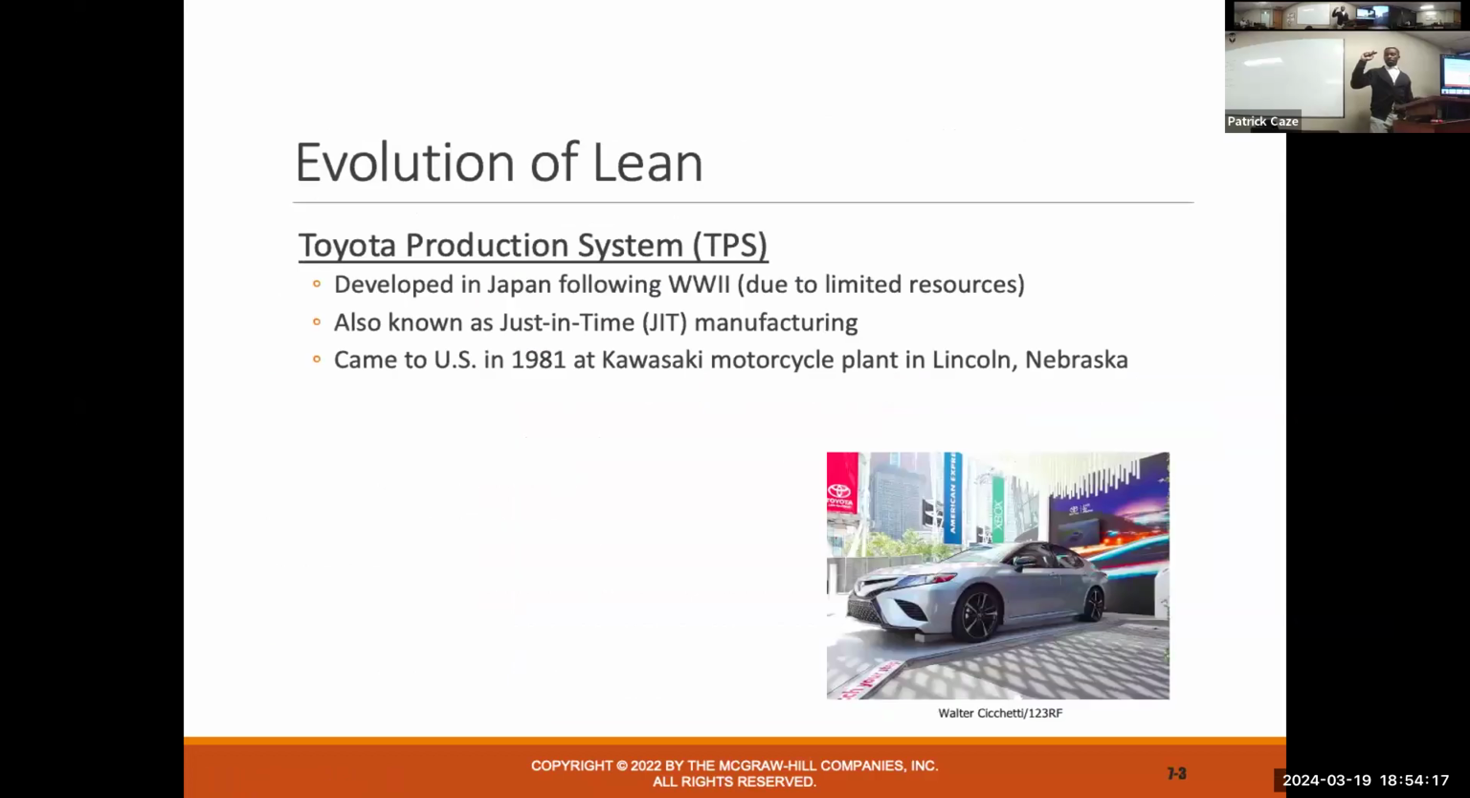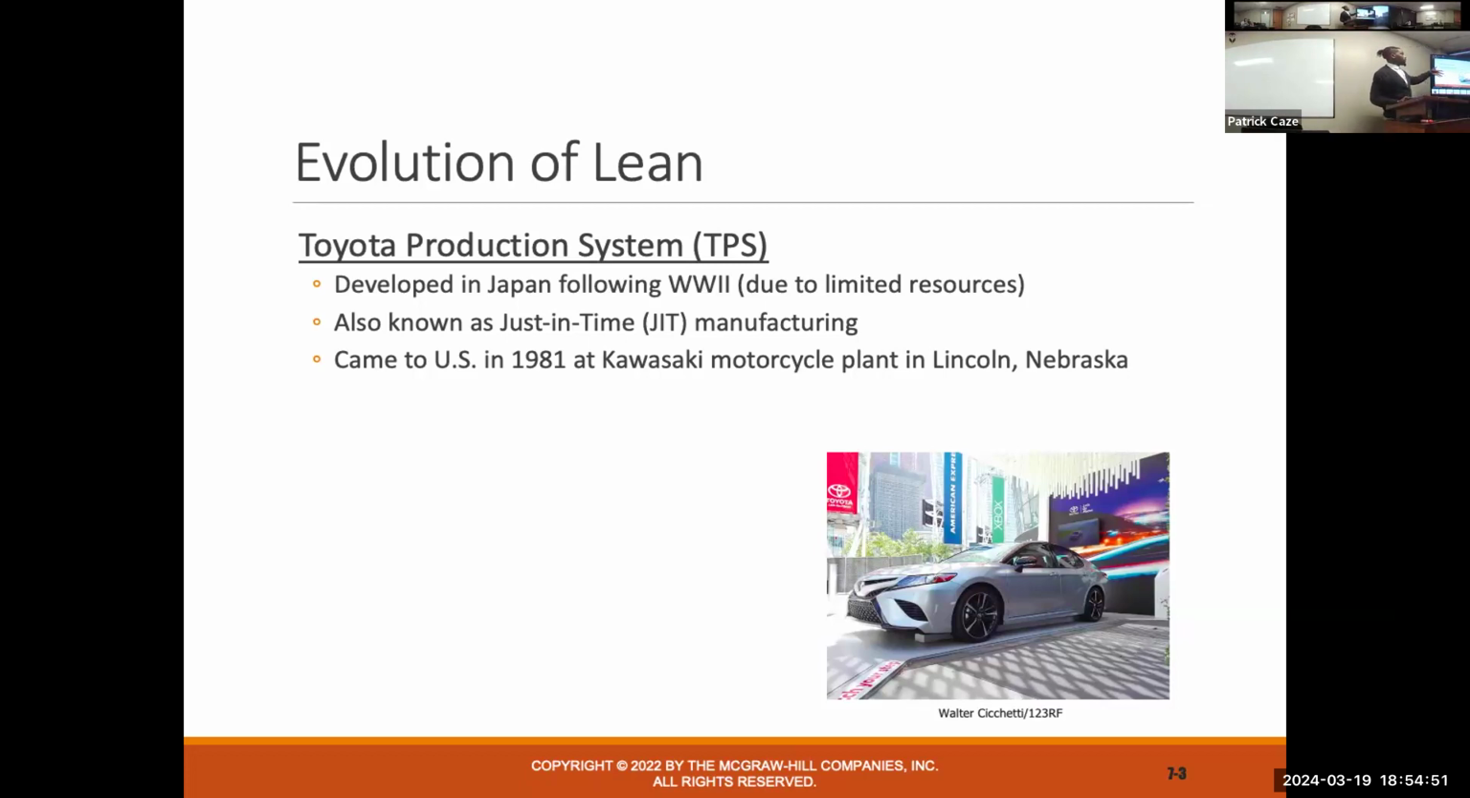Okay, so lean. Everybody familiar with lean? Lean Six Sigma, yellow belt, green belt, black belt, all that. For those that are not familiar, lean is basically a process improvement system. What happens is we look for inefficiency within a system, and there's a certain approach to it. And lean came from Toyota.